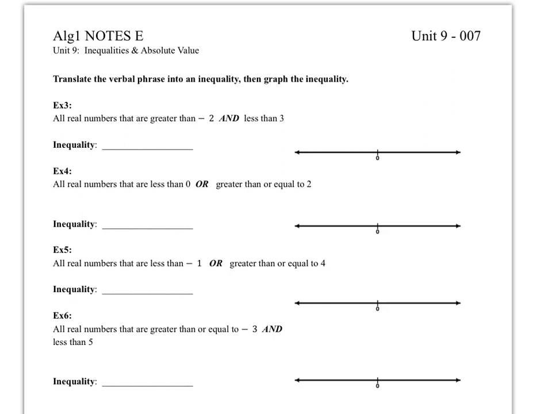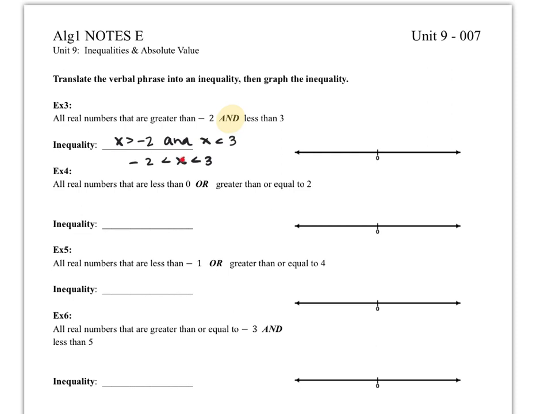So our next task is to just translate the verbal phrase into the inequality and then graph it. So we're not solving anything yet, we're just setting it up. So here I've got an and inequality. So I could write it as all real numbers that are greater than negative 2. So I could say x is greater than negative 2 and x is less than 3. I could also write that as a compound inequality. Negative 2 is less than x is less than 3.